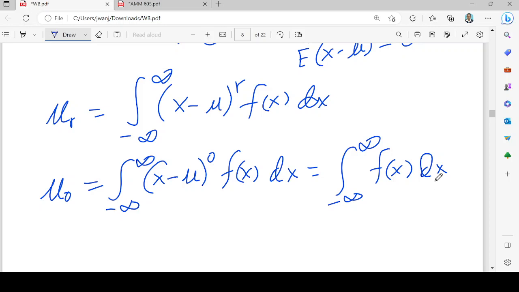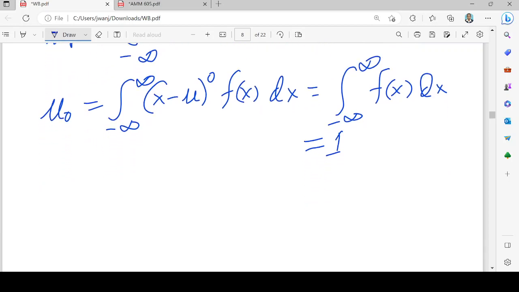Now, this integral here gives the total area under the function f of x. Since f of x is a probability density function, the total area under the curve must be equal to 1, so that this is equal to 1.